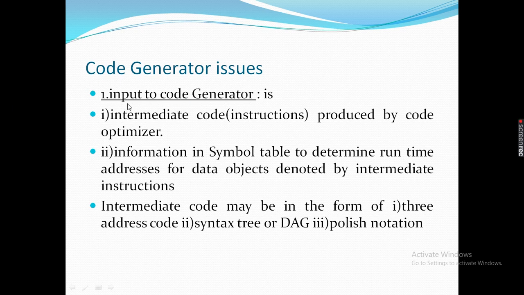The first issue is input to the code generator. Input to the code generator is intermediate code or intermediate instructions produced by the code optimizer, and information in the symbol table to determine runtime addresses for data objects denoted by the intermediate instructions.